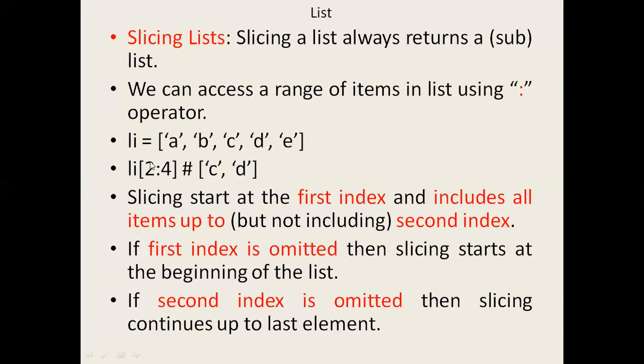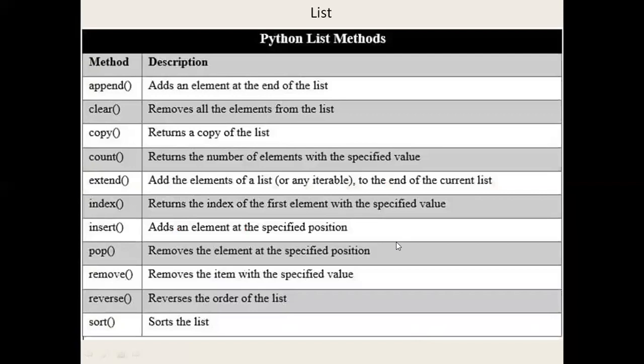Sometimes we can omit the first index or the second index. If I omit the first index, the slicing starts from the beginning of the list. If you omit the second index, then slicing continues up to the last element of the list. That is about slicing in lists. Now the methods. There are many built-in methods available. Here we are discussing some methods.